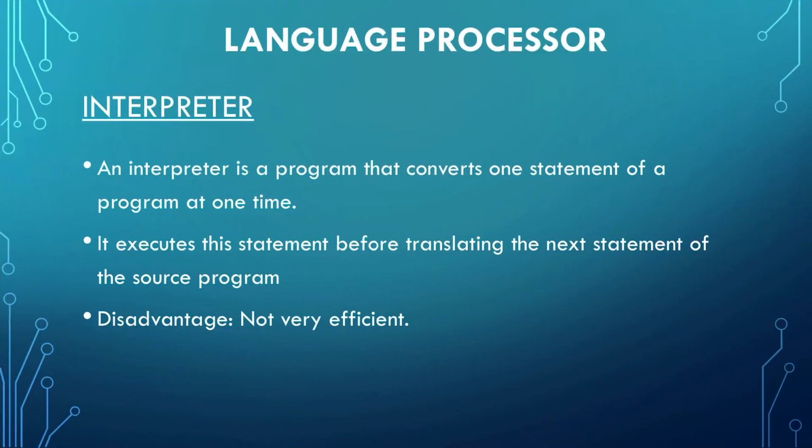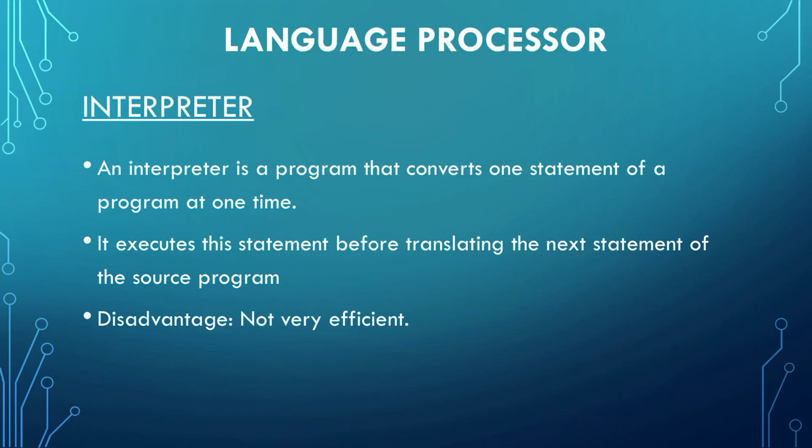Next comes the interpreter. An interpreter is a program that converts one statement of a program at a time. Now, as we already know, every language processor has one task to do. It has to convert high level language into low level language, source code into object code. The same is done by the interpreter, only the method is different. The compiler was translating the whole file, and the interpreter translates one instruction at a time.